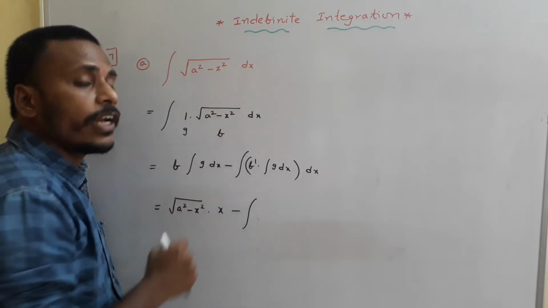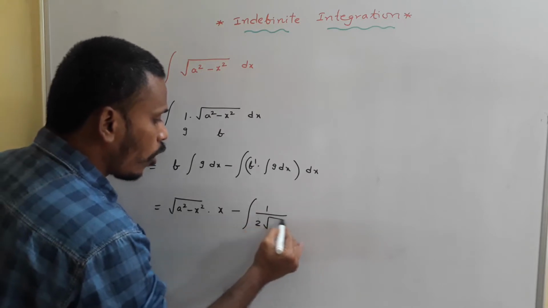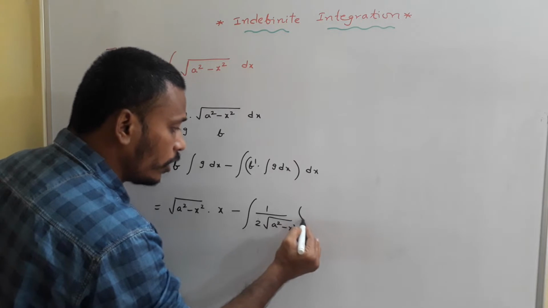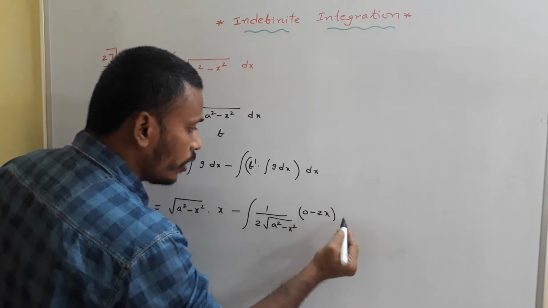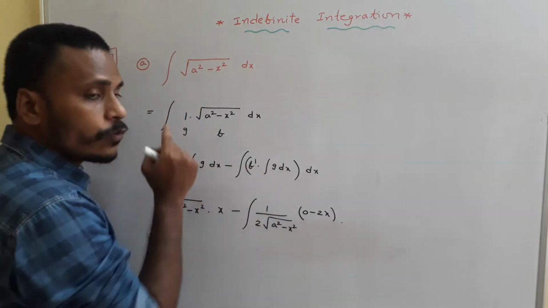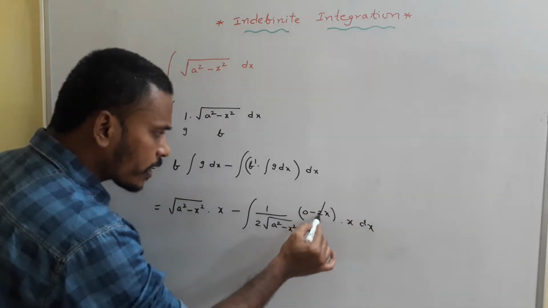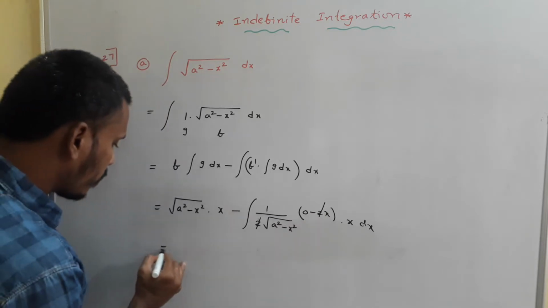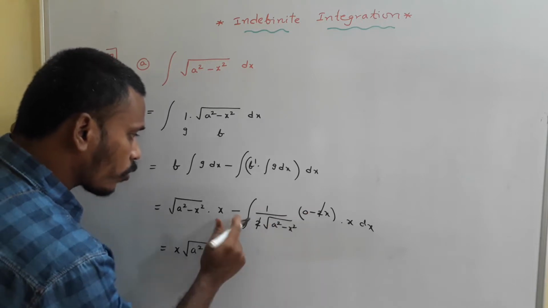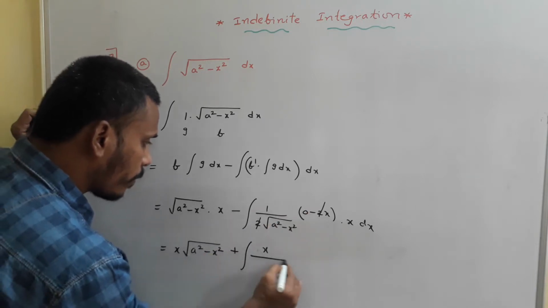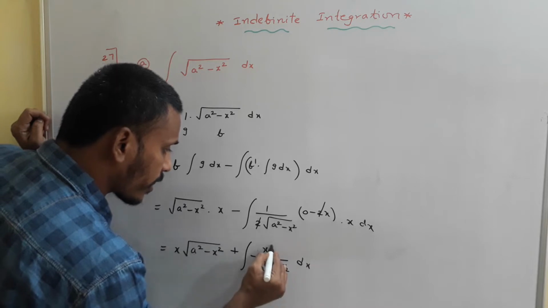See, what do you say about the derivative of root of something? The derivative of root is 1 by 2 root. So 1 by 2 root of a square minus x square into the derivative of a square minus x square, which is 0 minus 2x, into the integral of g, the integral of 1, which is x, dx. Now we just cancel out these two, then we are left with x root of a square minus x square, minus of minus is plus, the integral of x by root of a square minus x square dx. Not x, it is x square.